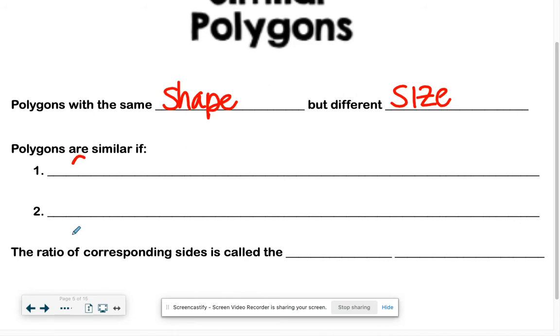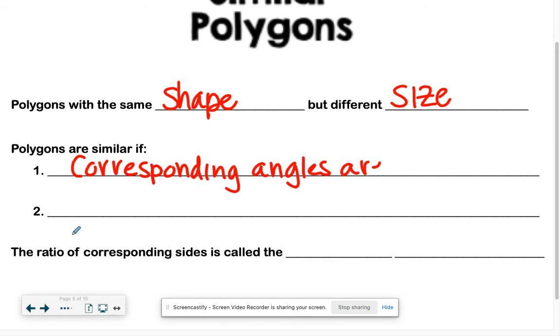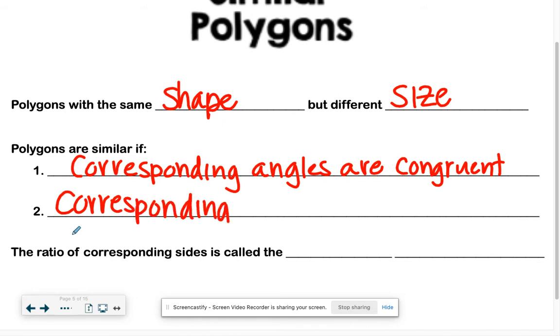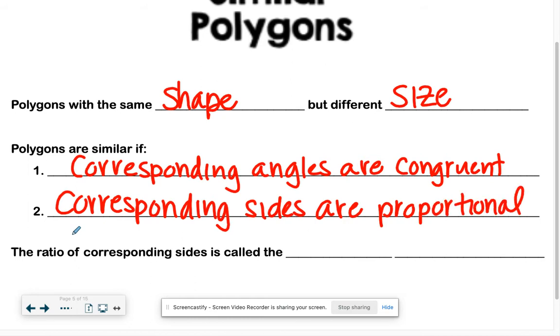Our angles must be congruent, so corresponding angles are congruent, meaning angles in matching spots have to be the exact same measure. And corresponding sides are proportional. And all that means is sides that are matching spots are either enlarged or shrunk by the same scale factor.